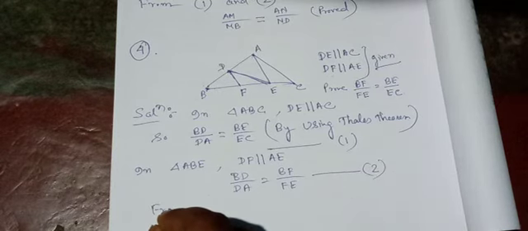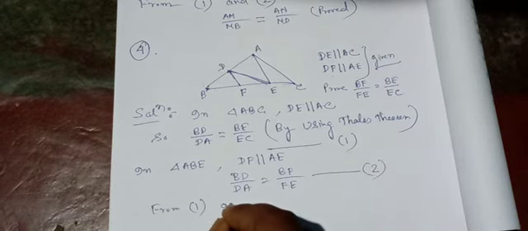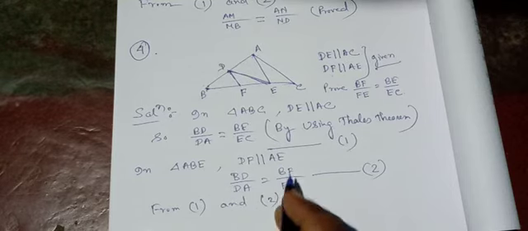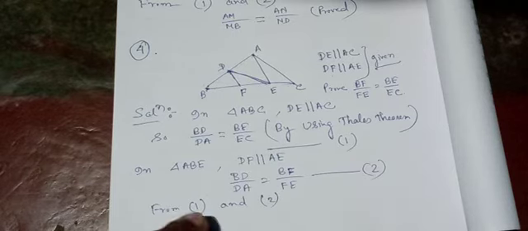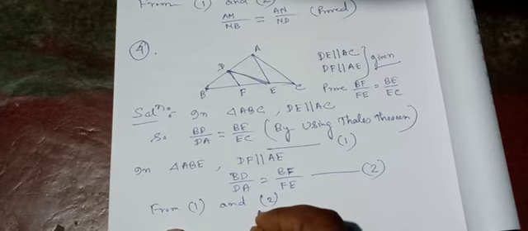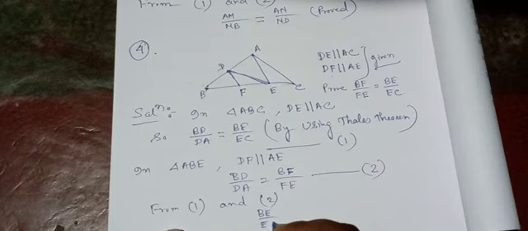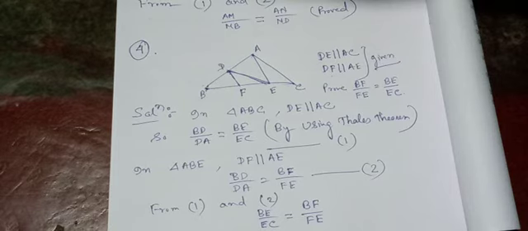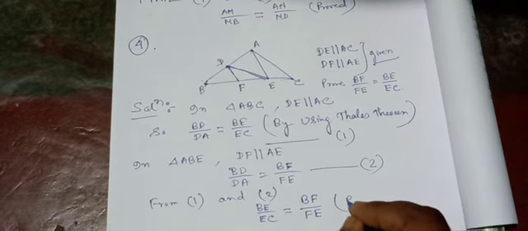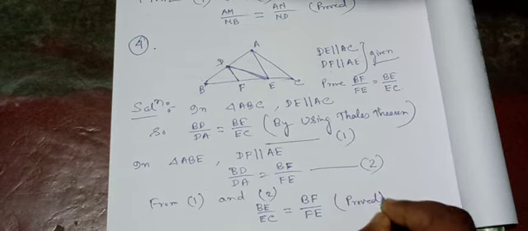Now from 1 and 2, we can write that both ratios are equal to BD by DA. We can write that BE by EC is equal to BF by FE. Okay, hope you will be able to understand it, proved or shown.